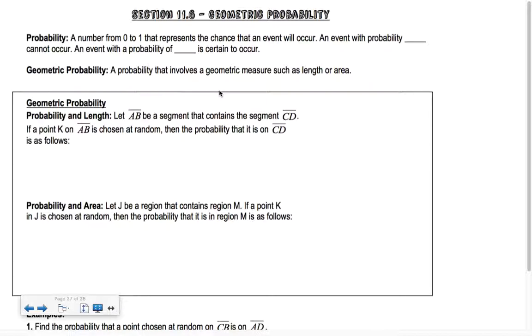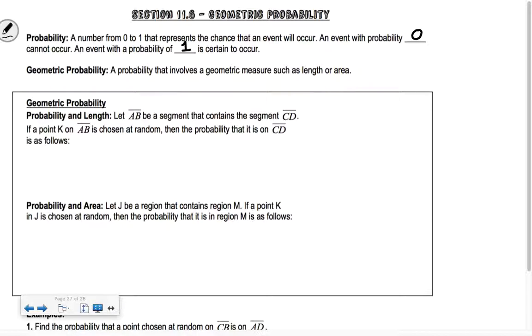Probability is a number between 0 and 1. If something has a 0 probability of happening, that means it's not possible at all. If something has a 1 for its probability, what does that mean? It's going to happen. It's a 100% chance. So an event with probability of 0 cannot possibly occur, and an event with probability of 1 is certain to occur. Geometric probability is probability that involves a geometric measure such as a length or an area.